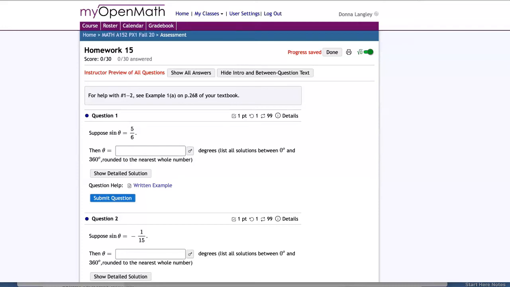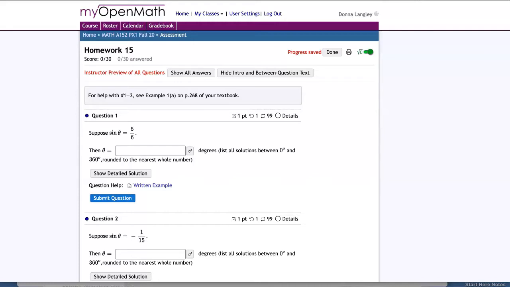Today's lecture on 6.2 comes from homework 15 on My Open Math. There are no textbook problems assigned for this lesson, but I highly recommend you look through the examples in 6.2 in the book because they are good examples.